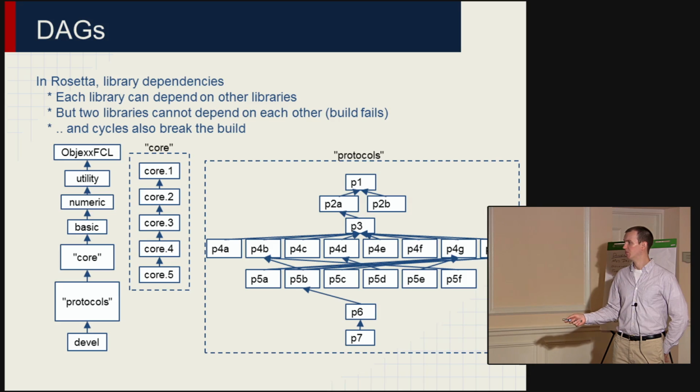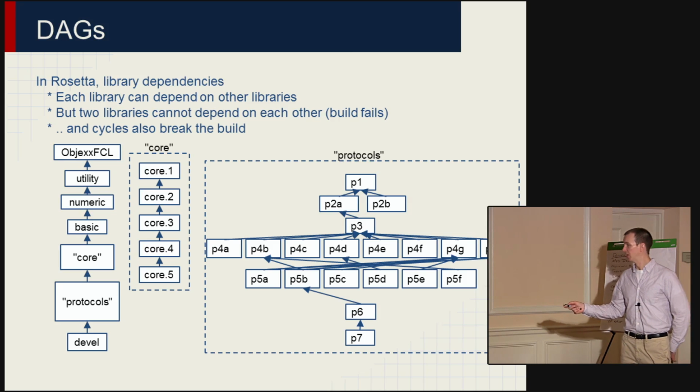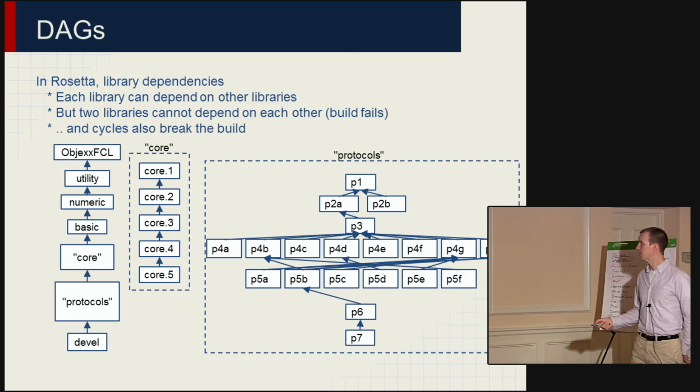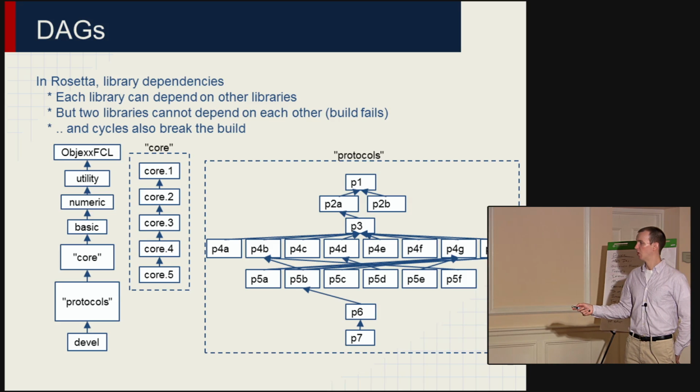Core is actually composed of 5 sublibraries. They similarly have this linear dependency structure. 2 is allowed to depend on 1, but 1 cannot depend on 2, and so forth. The protocols library used to just be a big block, and we split it up into lots of little blocks. And I'm not drawing all the edges here, I'm just drawing the edges between one level and the next level. So protocols 2A is allowed to depend on protocols 1, and protocols 2B is allowed to depend on protocols 1. Protocols 2A is not allowed to depend on protocols 2B.